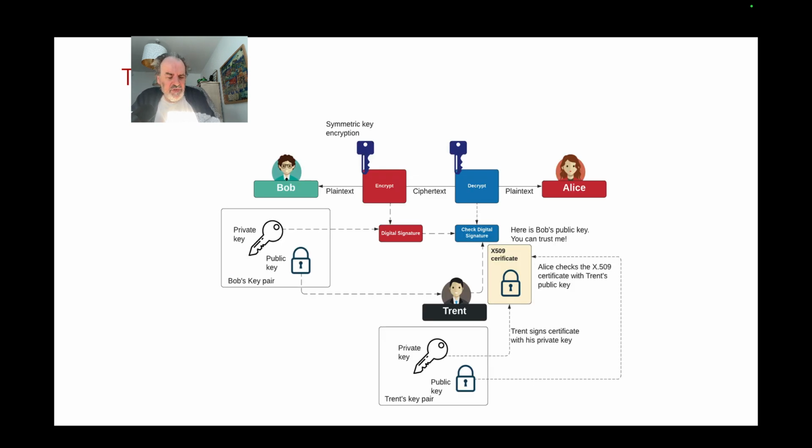Okay, so there's the public key going to Trent. Trent will then sign a certificate, it's called an X.509 certificate, with his private key, and then Alice will receive that certificate and then check it against Trent's public key. From there, she'll be able to take Bob's public key from that and check the signature that he has sent.